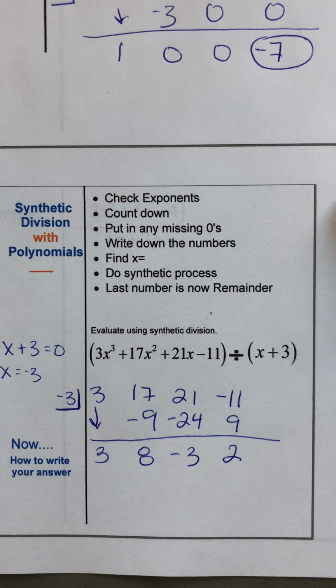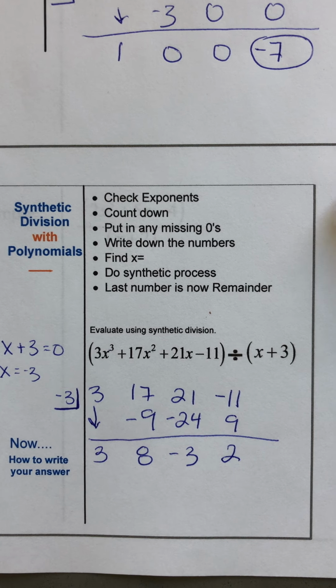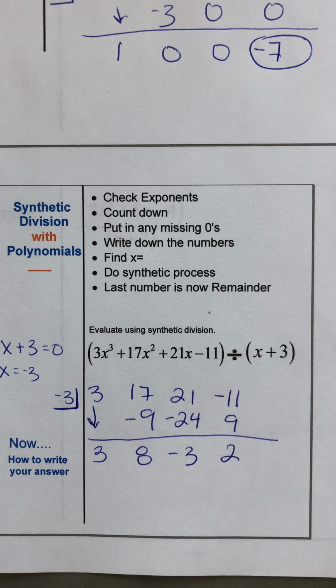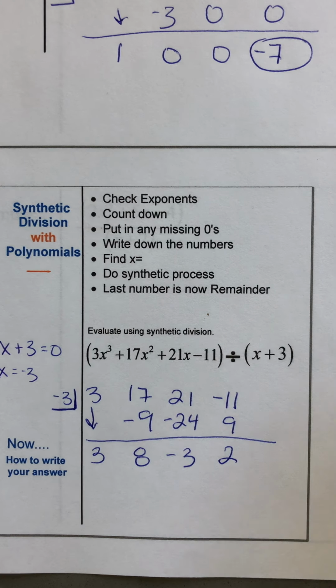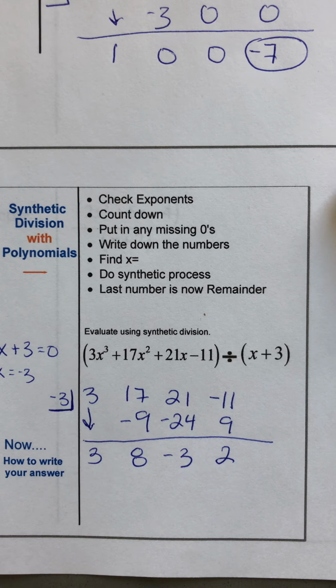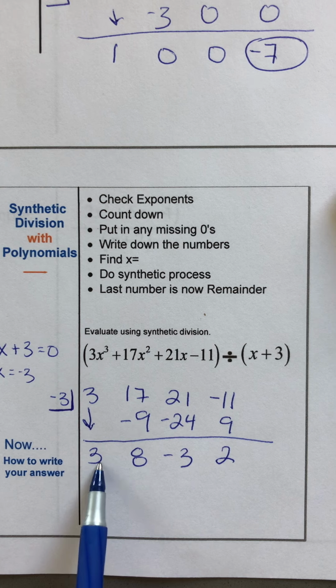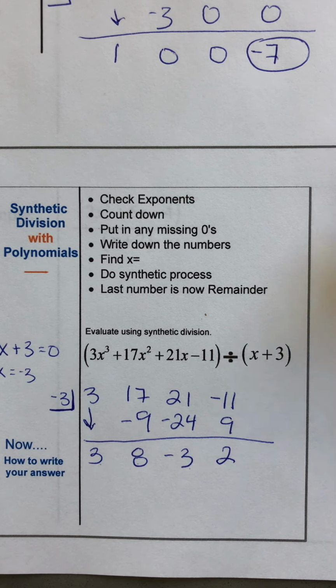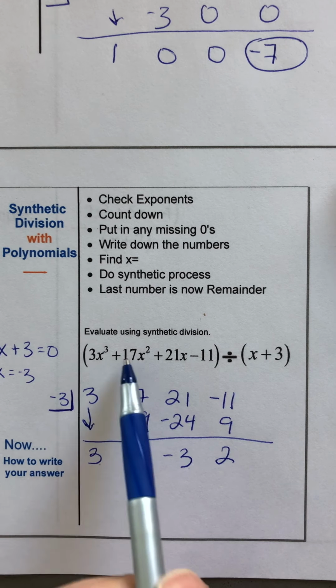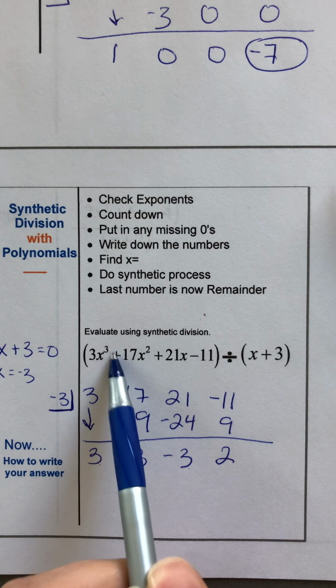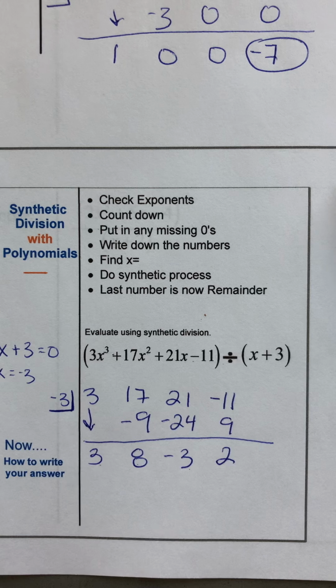All right, so before, when we were doing synthetic substitution, we would just say our answer is 2. But now we're actually dividing a polynomial by another polynomial. So our answer needs to be written also as a polynomial. So to write down our answer, these numbers here are going to be our coefficients. Remember, that's the number in front of the exponent. And since we started with an x cubed, everything is going to go down one number.